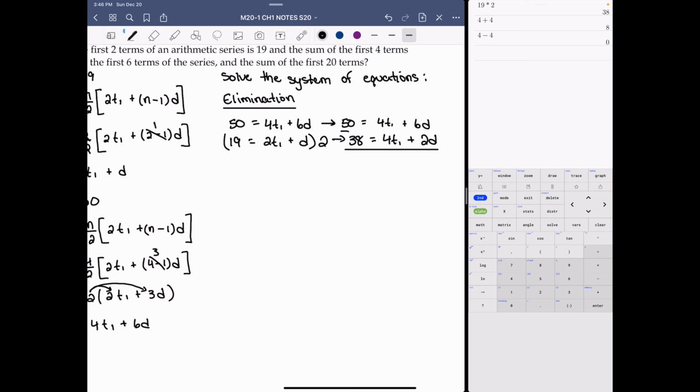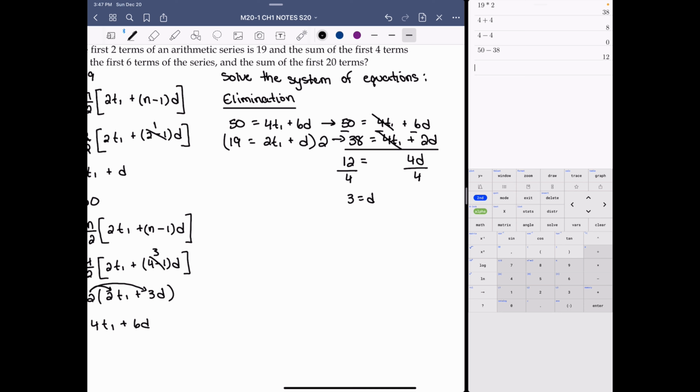I'm subtracting each of the terms in the two equations. So 50 minus 38 is 12 equals 4t1 minus 4t1 is 0. And then 6d minus 2d, 6 minus 2 is 4d. Then I solve the resulting equation. I have 12 equals 4d, divide by 4. We get 3 is equal to d.